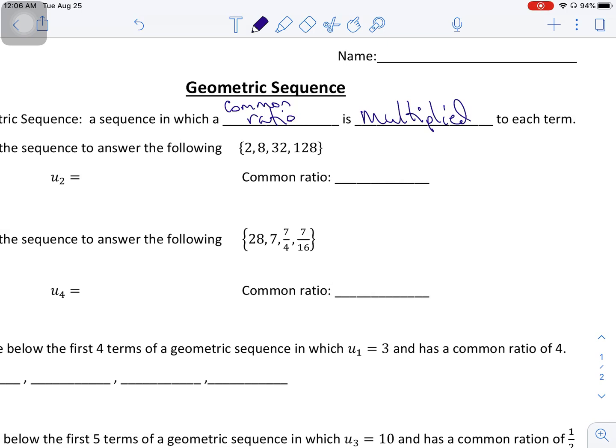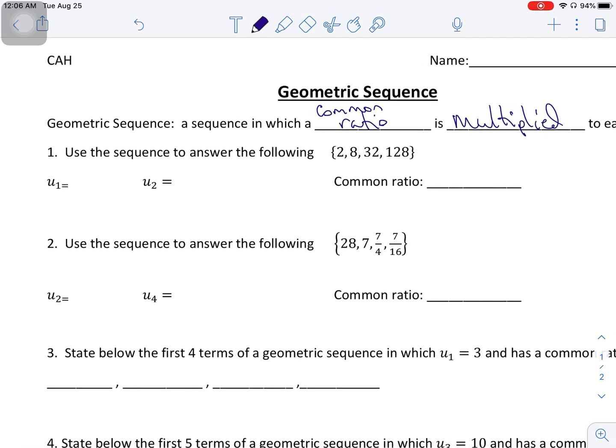Okay? So if we take a look at the first example here, we have a sequence 2, 8, 32, 128. It's a lovely little sequence there. You're asked for your first term, right? U sub 1, so that's 2. U sub 2 is the second term in the sequence. And the common ratio, well, how do you get from one term to the next? To get from 2 to 8, you need to multiply times 4. To get from 8 to 32, you multiply times 4. So the common ratio here would be 4.